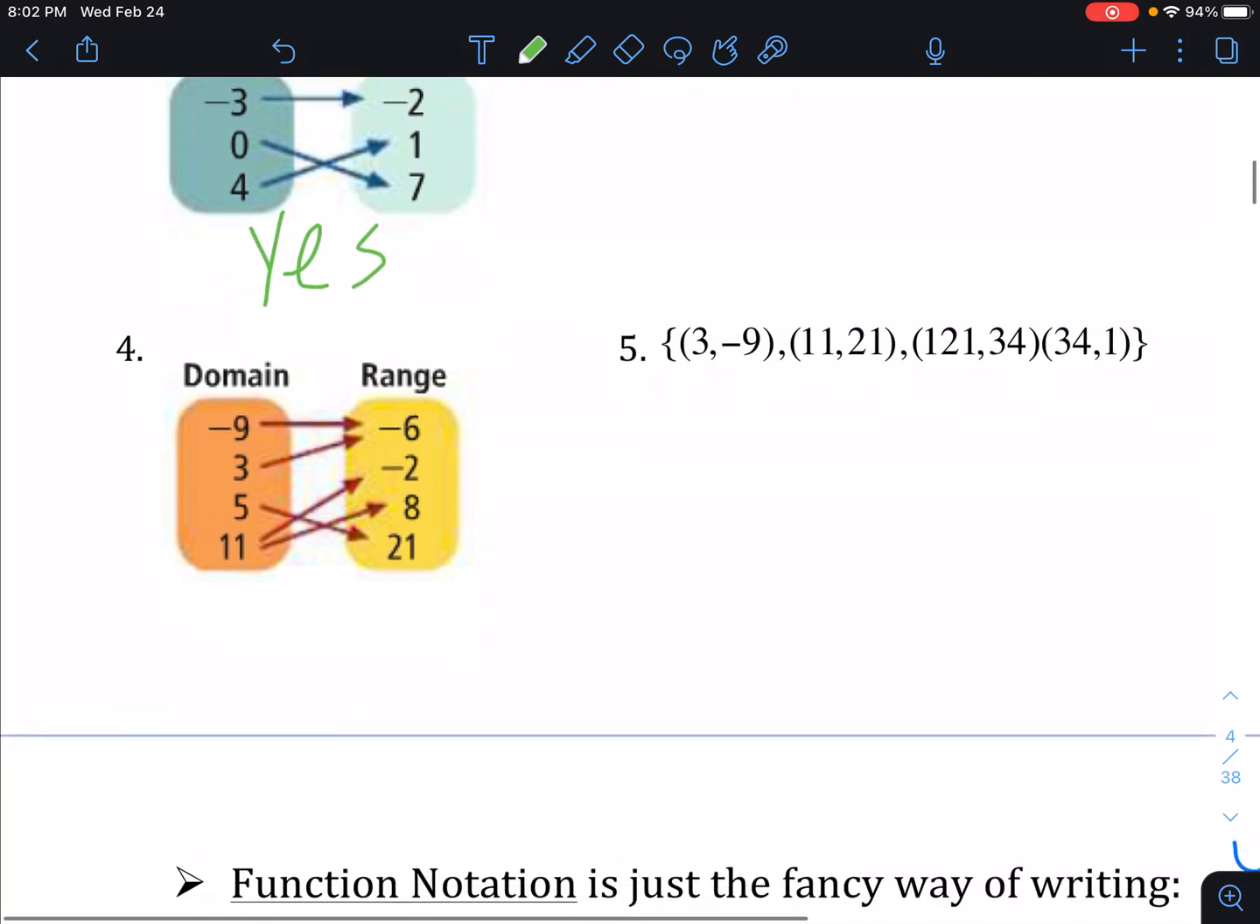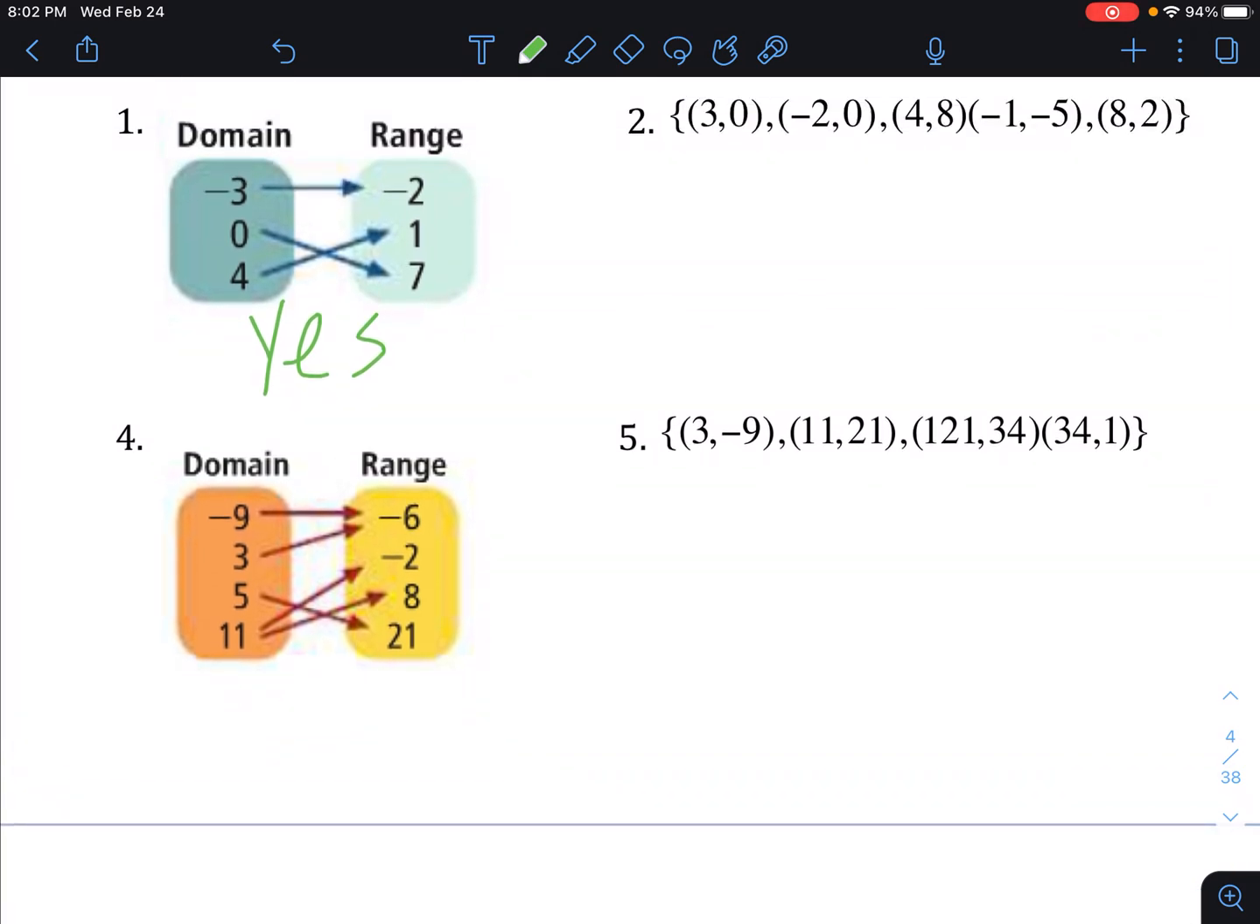So let's take a look at number 4, another mapping diagram. -9 goes to one answer. 3 has one answer. 5 has one answer, 21. And 11, however, goes to two different answers. 11 is going to -2 and 8. That is not allowed. This relation, we would say, is not a function.